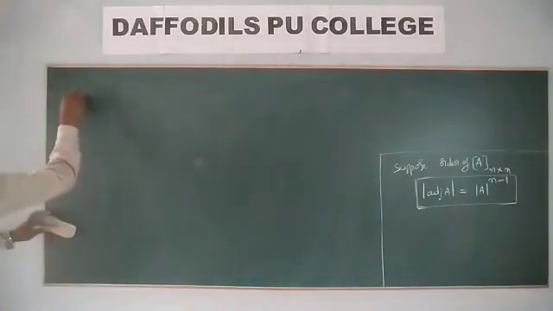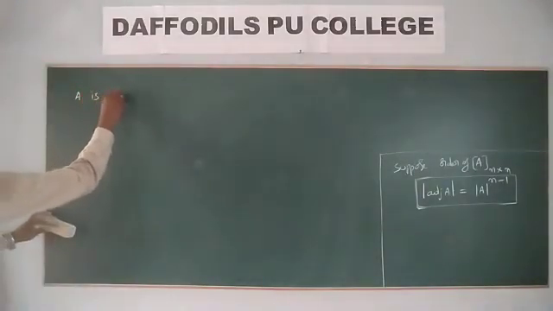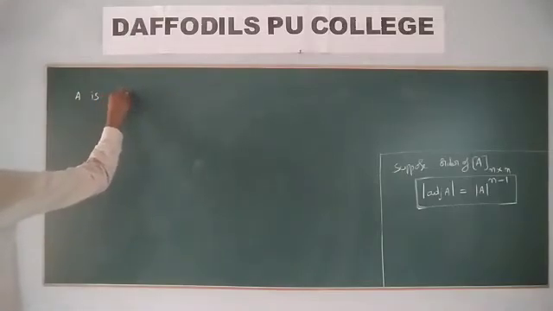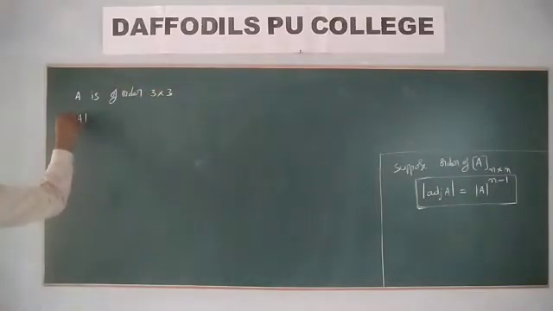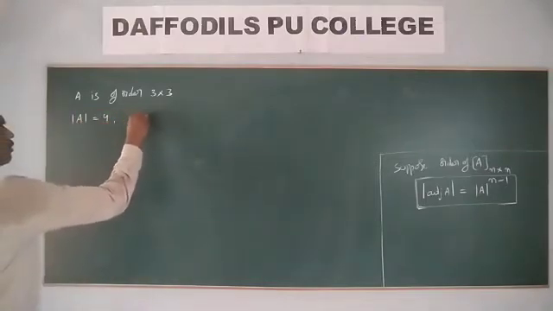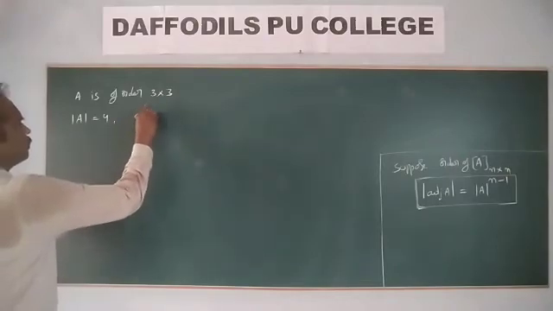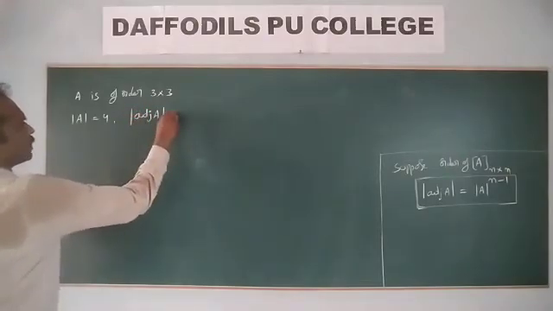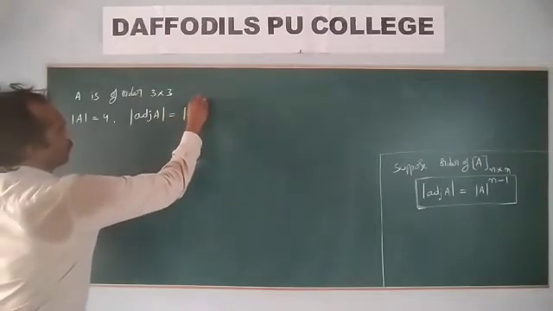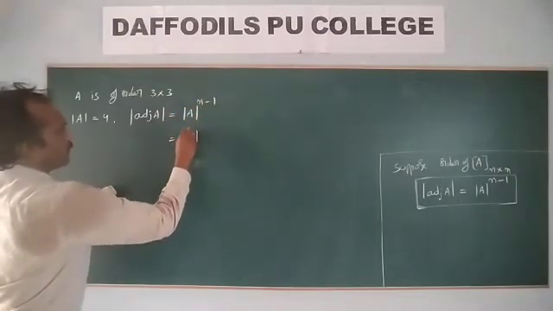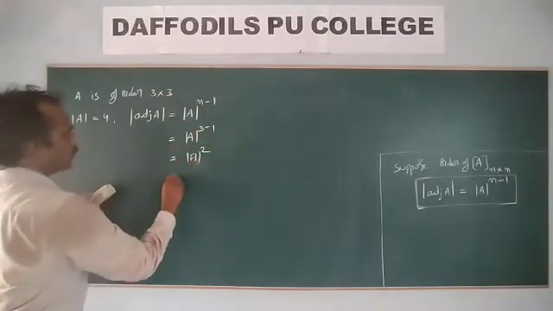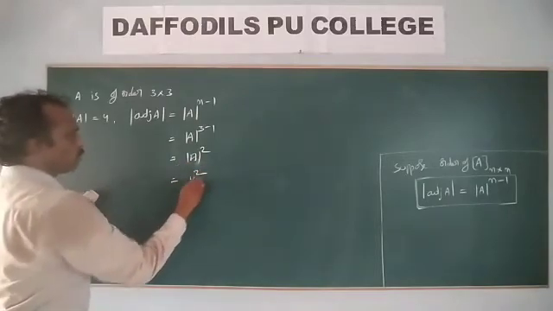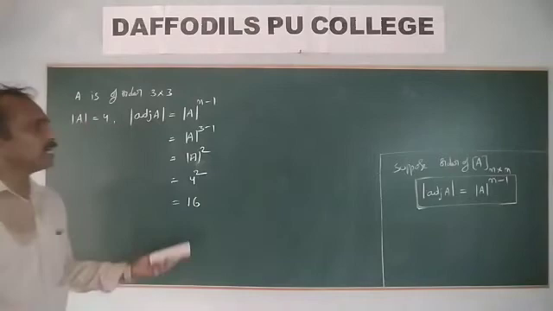Suppose A is of order 3 by 3 and det A is equal to 4. Find the determinant of adjoint A. Apply the formula: determinant of adjoint A is det A to the power n minus 1, where n means the order, 3 by 3, so 3 minus 1, det A whole square. The det A value is given as 4, so 4 square. What is the answer? The resultant answer is 16. Like this, you will find.